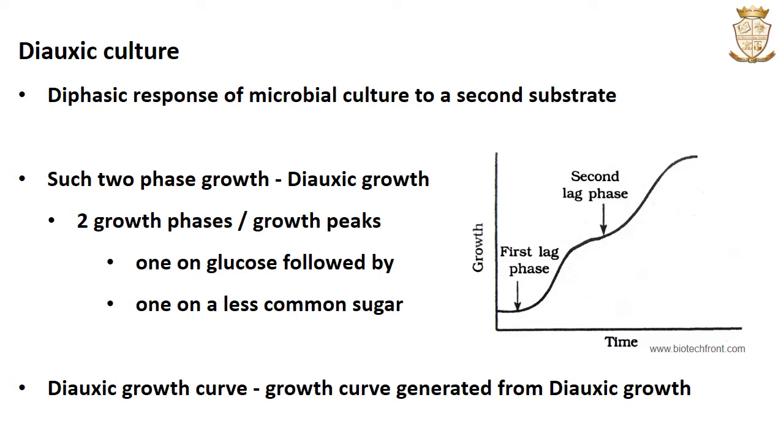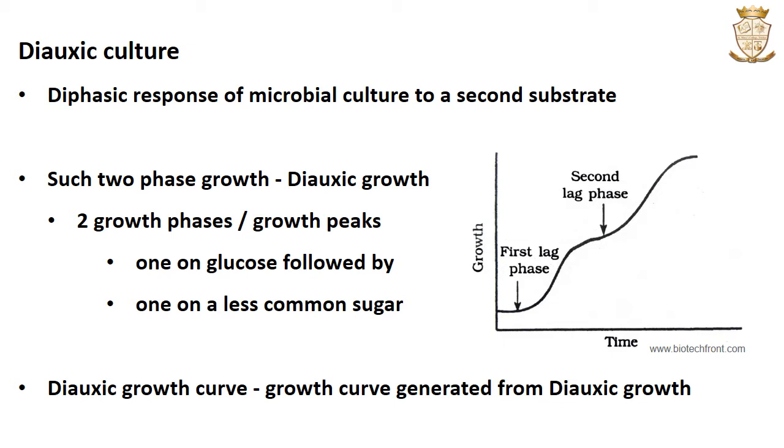If bacteria are grown in the presence of both glucose and lactose, then they will grow by using glucose first. After the depletion of glucose, the bacteria will produce the enzymes required for lactose metabolism, for utilization of lactose. So, such bacteria which have such inducible enzyme systems generally show this type of diauxic culture pattern. When grown in the presence of both glucose and lactose, there will be two growth phases.